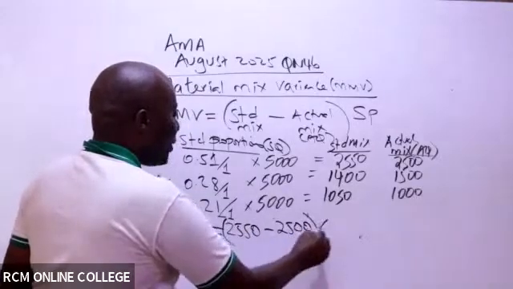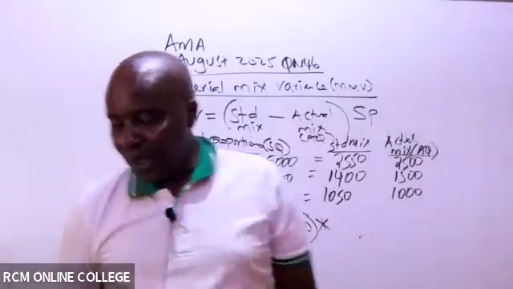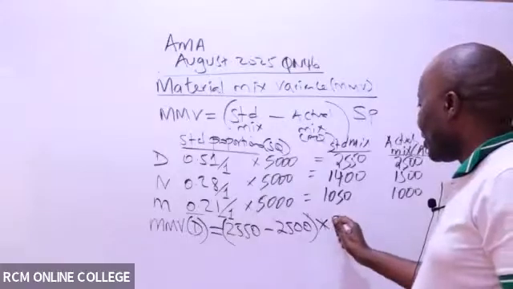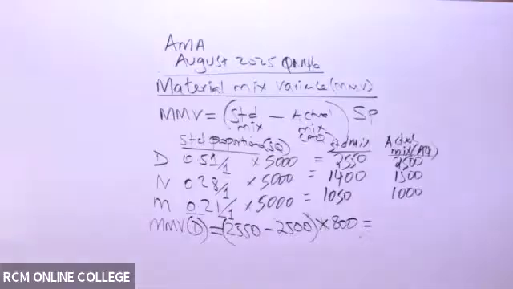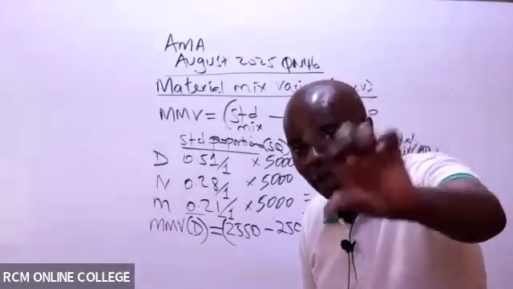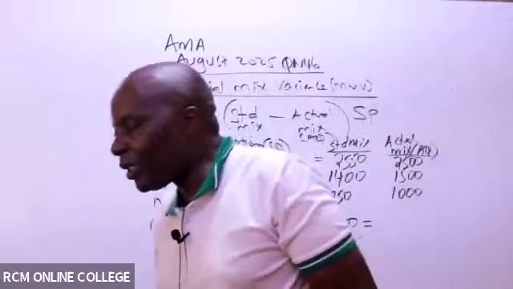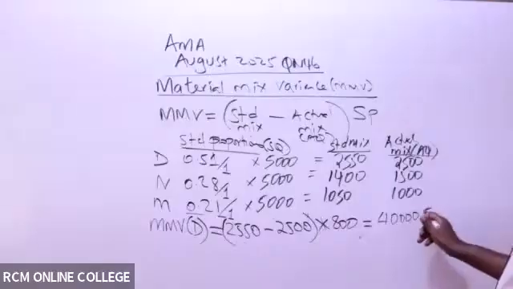Is there somebody who is able to see the standard price per kilogram? It's 800. It's given in the question; you get this from the standard card. Per kilogram, it's written there, 800. So we have Lillian giving me 40K favorable. Thank you so much. It's 40,000 favorable.